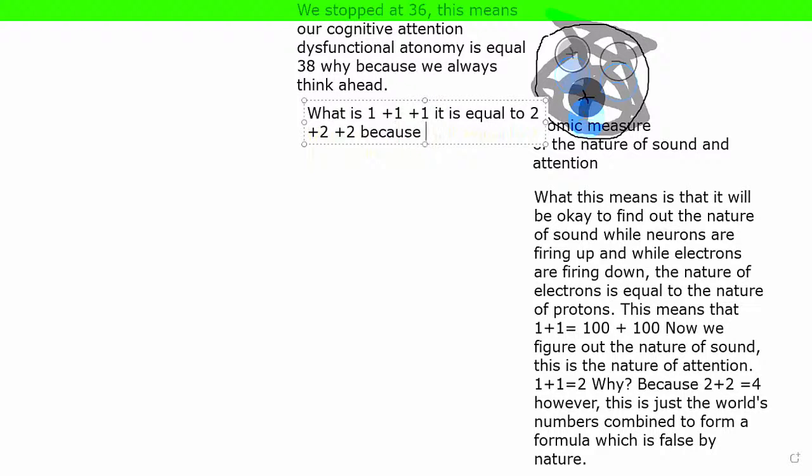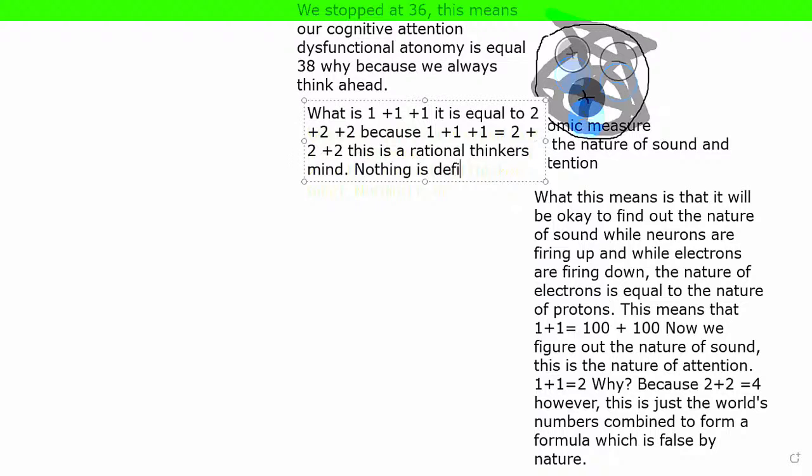Because 1 plus 1 plus 1 is equal to 2 plus 2 plus 2. This is the rational thinker's mind. Nothing is definite by nature.